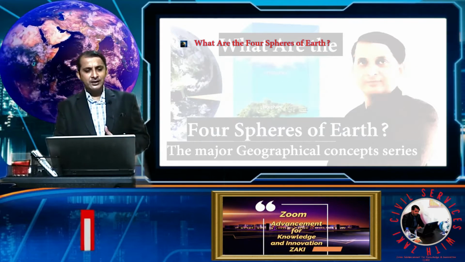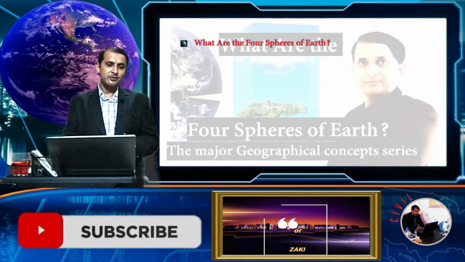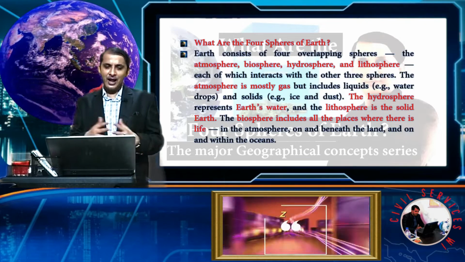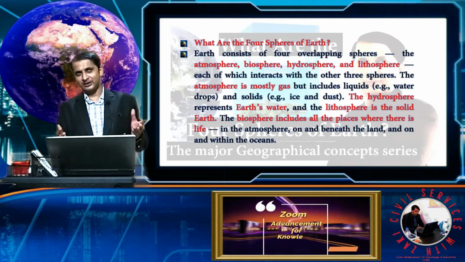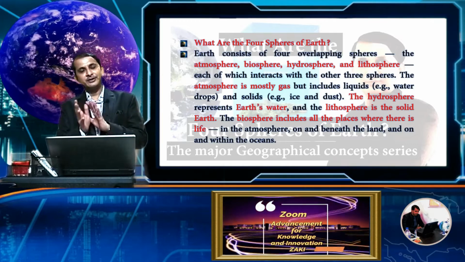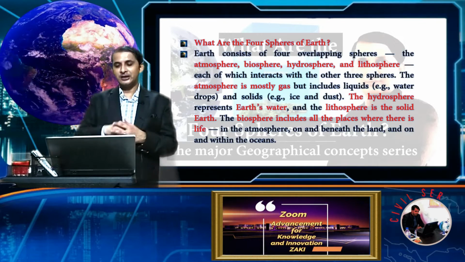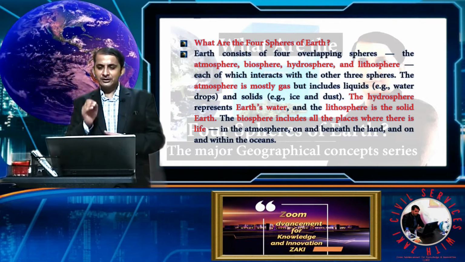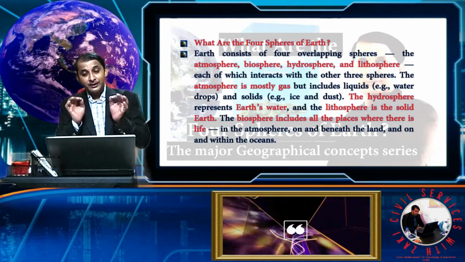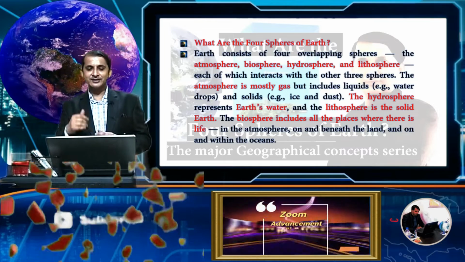So see, what are the four spheres of the earth? So see here, step by step. Earth consists of four overlapping spheres, and these are atmosphere, biosphere, hydrosphere and lithosphere. These four spheres interact with each other. So the atmosphere is mostly gas, but includes liquid such as water drops and solid such as dust, ice, etc.